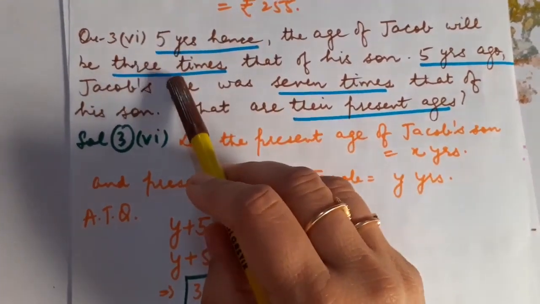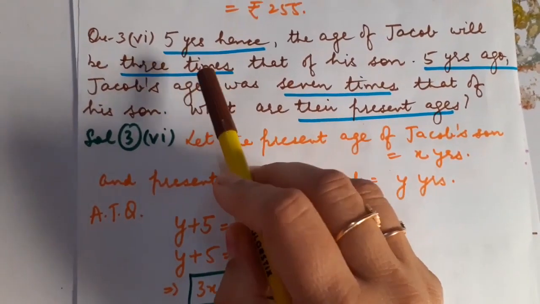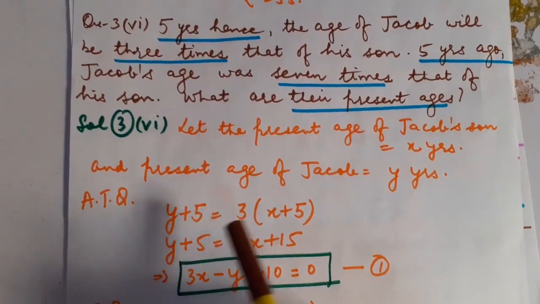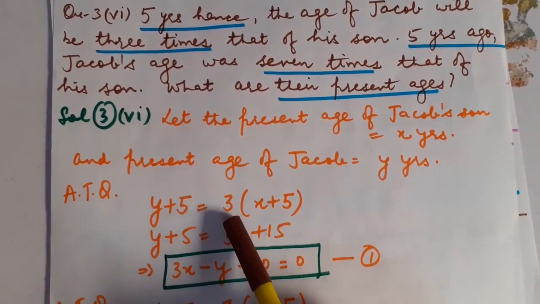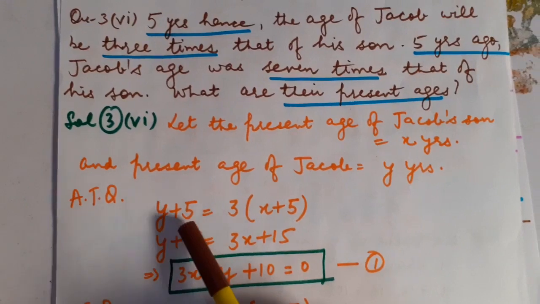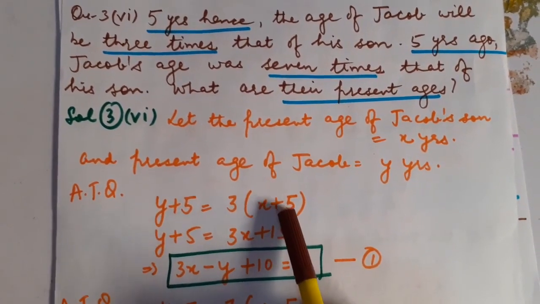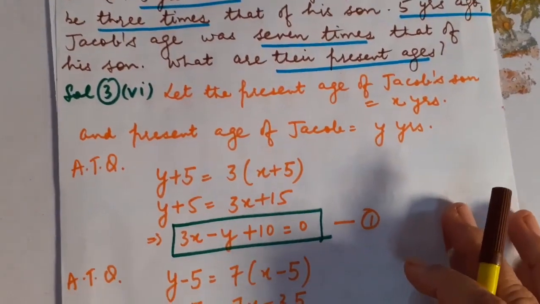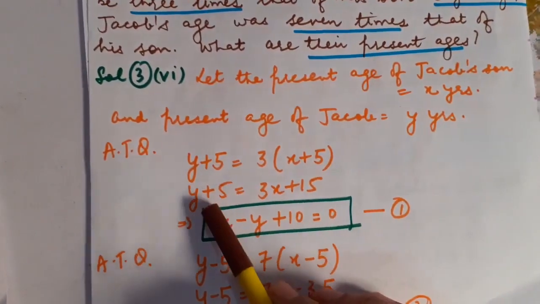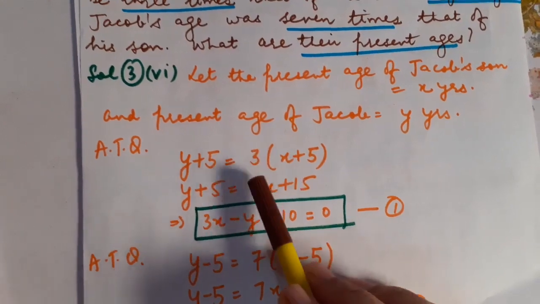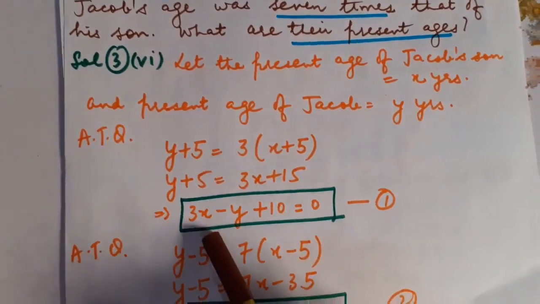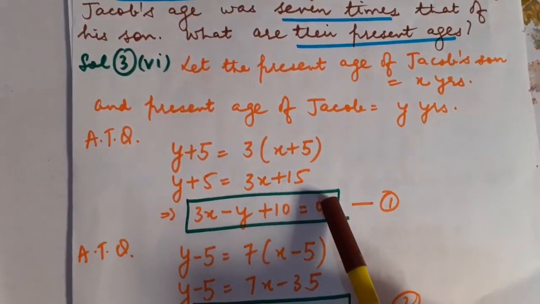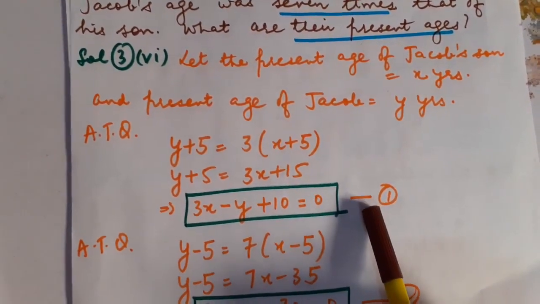What is said in the question? 5 years later, Jacob's age is thrice his son's age. If this age is thrice, can I multiply Jacob's son's age by 3 so that both the ages will be equal and I will be able to get an equation in 2 variables, which is a linear equation. So this is y plus 5 is equal to 3x plus 15. 3x will remain here. This y has gone on the other side, minus y, and 5 has also gone there. This is plus 10 is equal to 0.